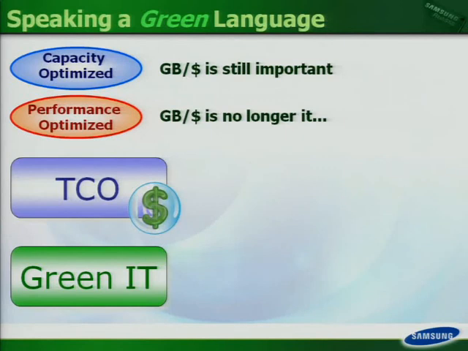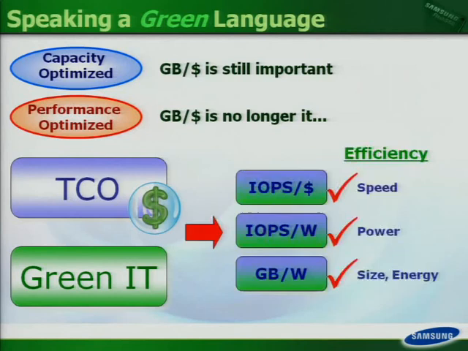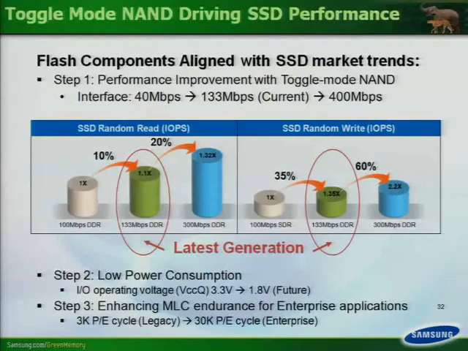It's not gigabytes per dollar. That is not the correct metric. The metric is IOPS per dollar. That's your speed. IOPS per watt is your power. Gigabytes per watt is your size, your energy.